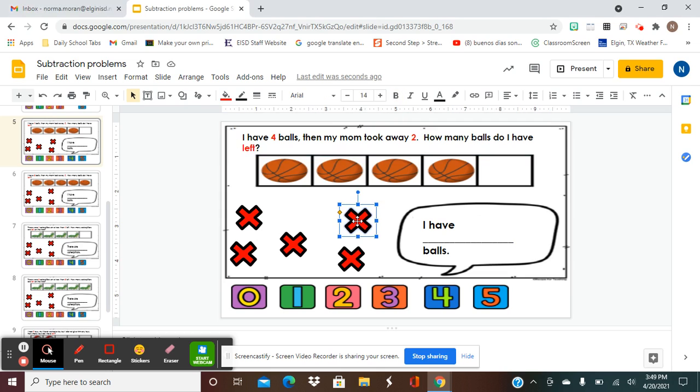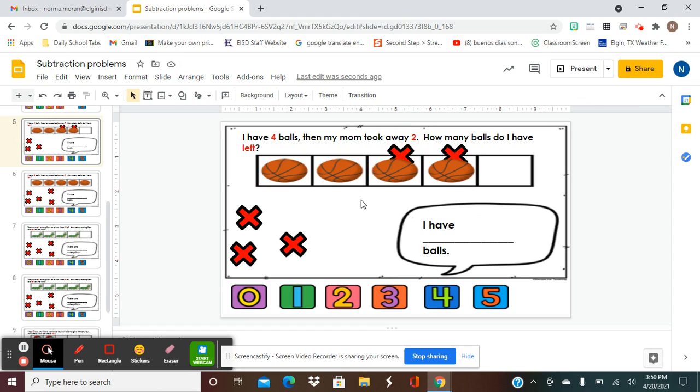So we're going to take away 2. You can grab the X. And I know yesterday I noticed that sometimes they go to the back. So you can just put it like on the top. So that way you can see it. So she took away 2, 1 and 2. She took those 2 away. So how many do I have left?